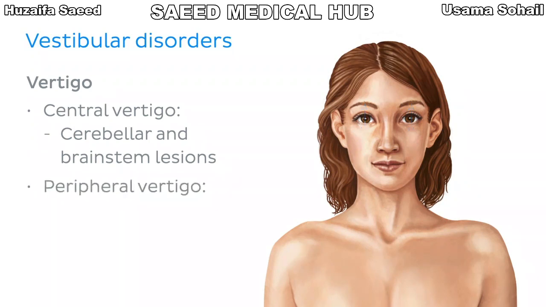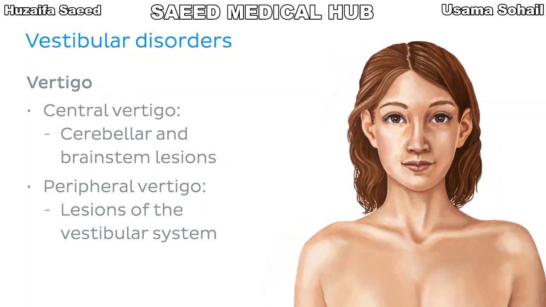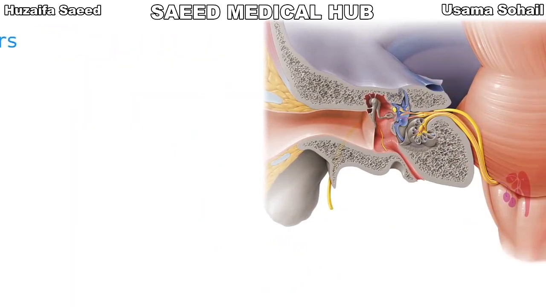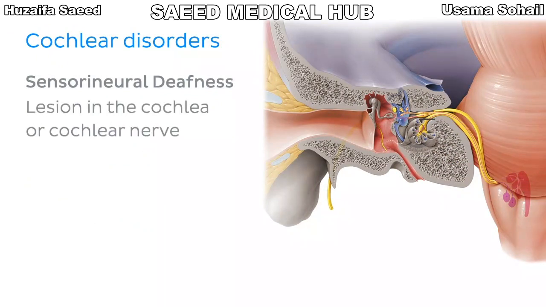And peripheral vertigo, which is due to a lesion or a condition of the vestibular system and nerves, may present with horizontal nystagmus. So in our little image, we've drawn some arrows horizontally. And that means if the patient is asked to move his eyes horizontally, they may do repeated movements either rightwards or leftwards. And lesions of the cochlear nerve can be the cause of sensorineural deafness, a condition where sound cannot be transmitted from the inner ear to the central nervous system.